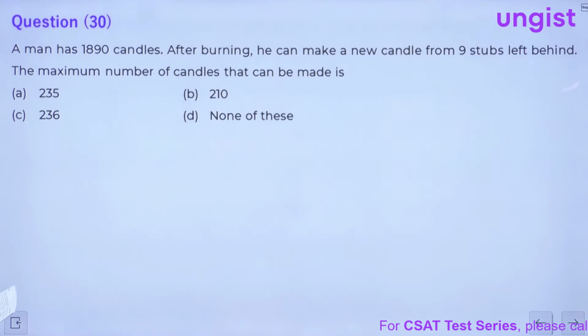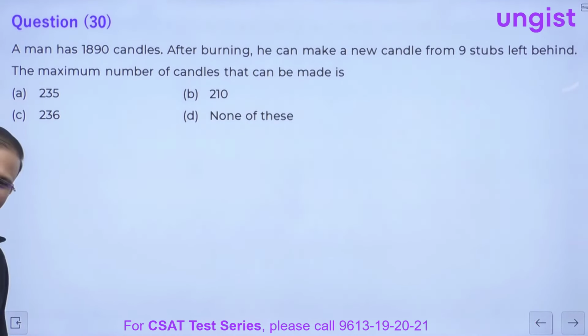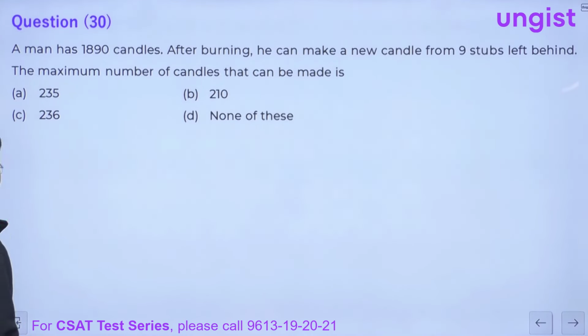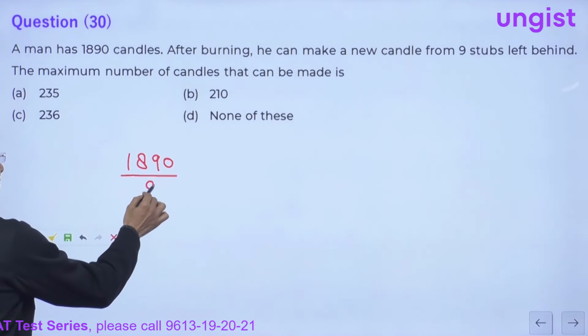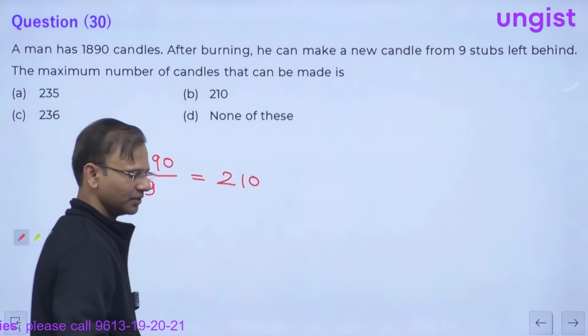The question says, a man has 1890 candles. After burning, he can make a new candle from 9 stubs left behind. The maximum number of candles that can be made. Guys, what was the answer? 236. Okay, let's check. 1890 candles are there initially, so it is divided by 9. This will give you 210 candles.